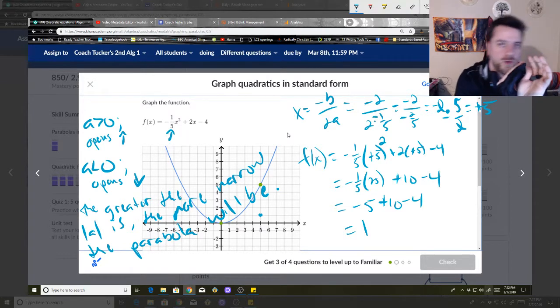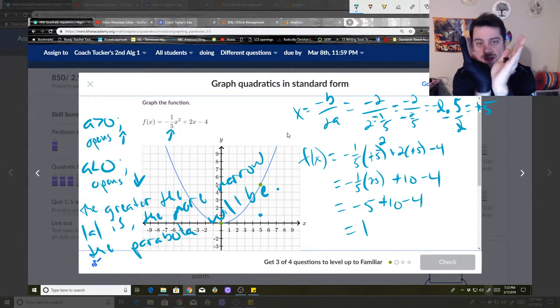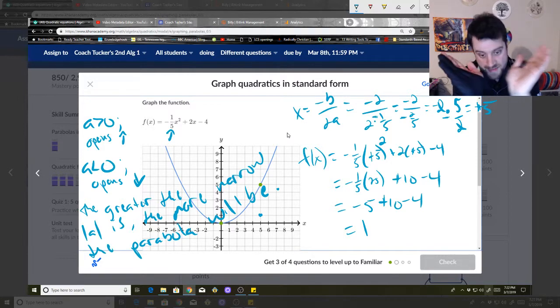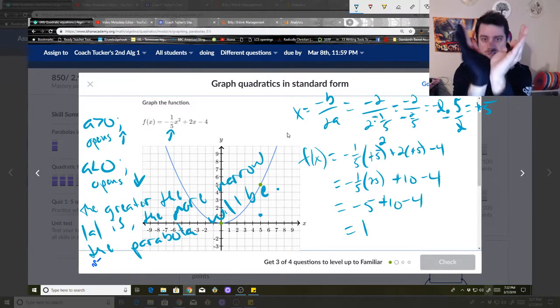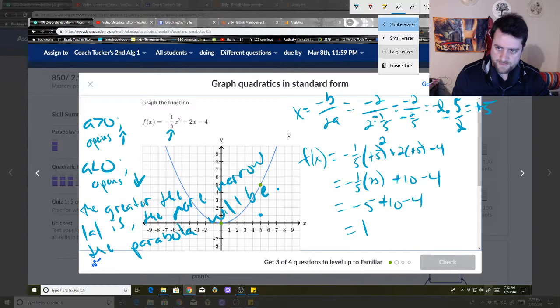So I'm not going to write the other one because you should understand it's inversely operated there. But the wider it is, it means the closer to 0 the absolute value of A was. So 1/5, this thing's going to open up pretty wide because 1's pretty normal. 1/5 is pretty wide, okay? So let's remember that as we go through and graph this.